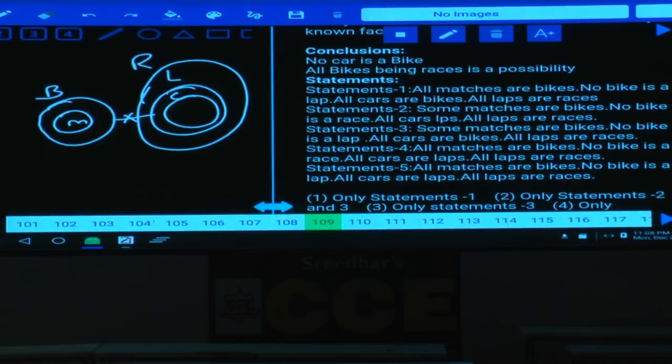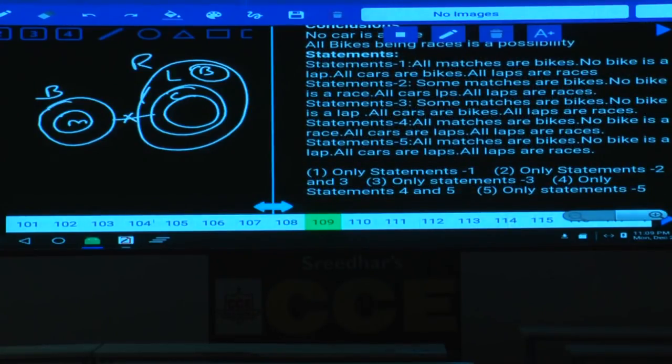Then with the help of this one, is all bikes are races possible or not? This entire bike I can keep like this. All bikes are races. Is it possible or not? And so what is your answer here? Now with the help of statement 5 itself, I can derive the answer. Statement 5 alone. Choice please. Only statement 5, that is choice 5.